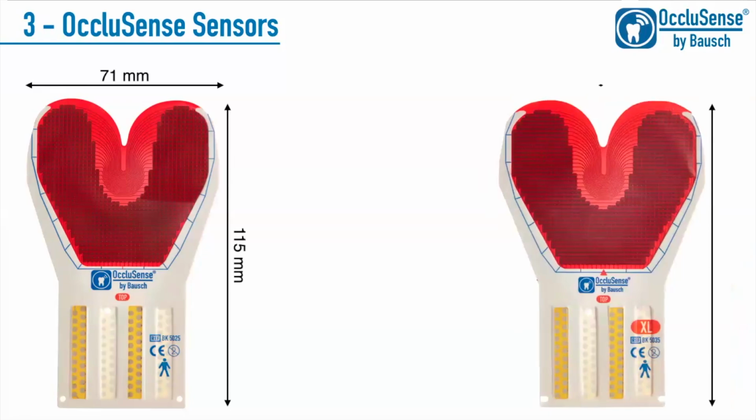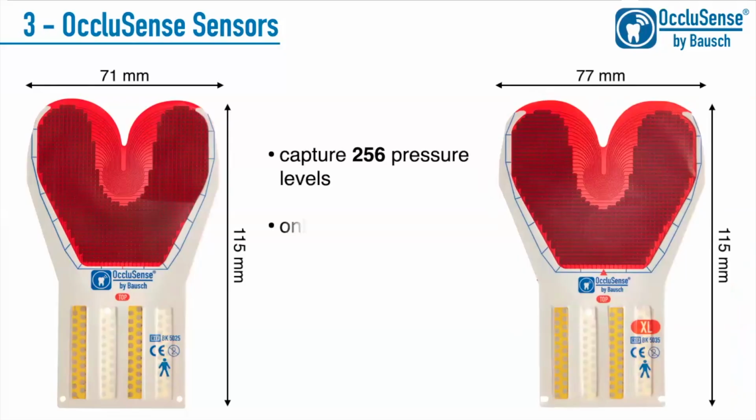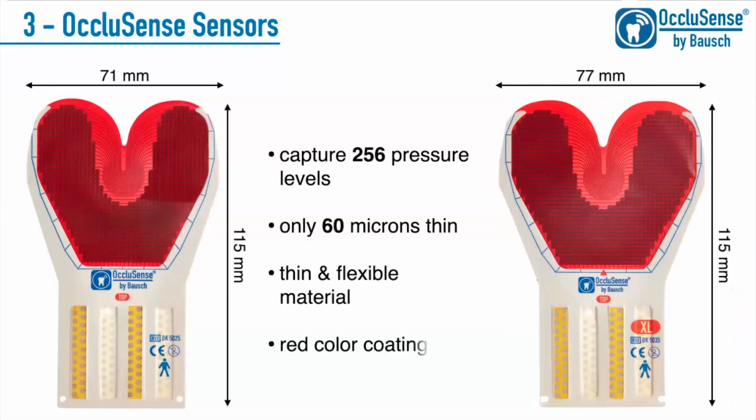And these sensors are able to detect 256 different pressure levels. Apart from that, they still remain only 60 microns thin and consist of thin and flexible material which can be easily inserted into the patient's mouth. And as mentioned in the previous diagram, the red color coating leads to a mark left in your patient's mouth when using the sensor.